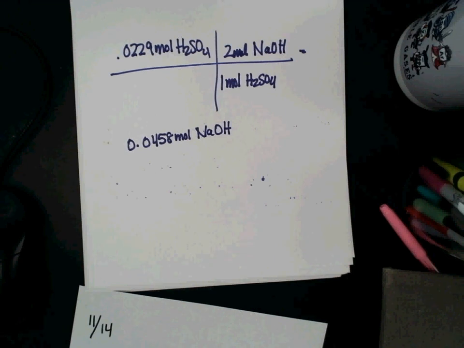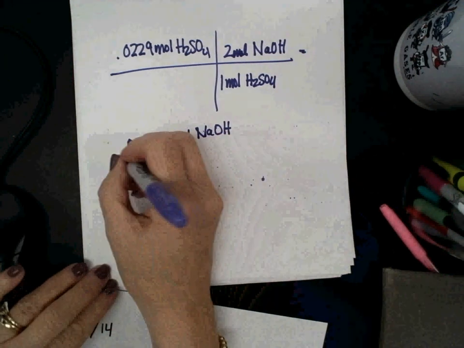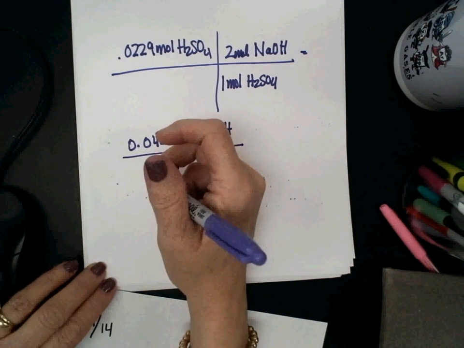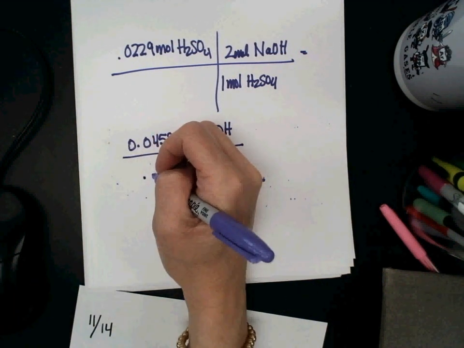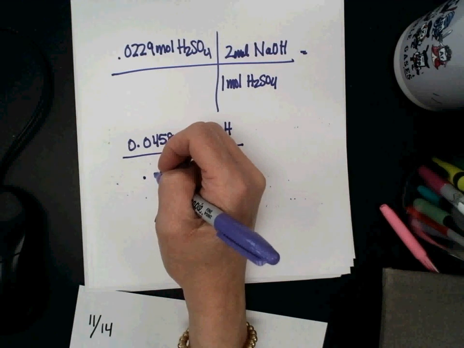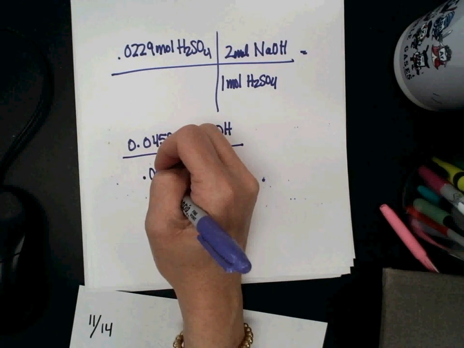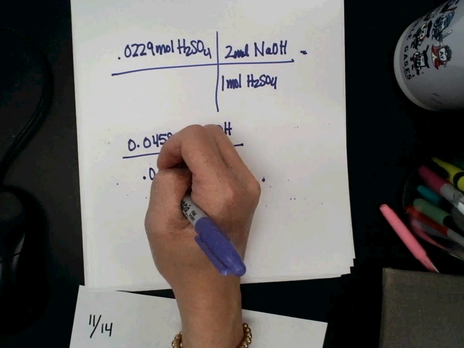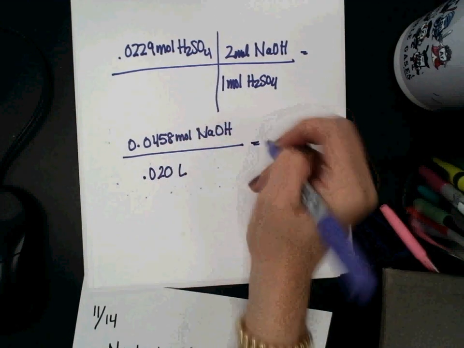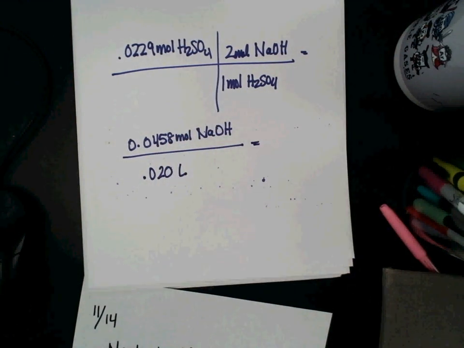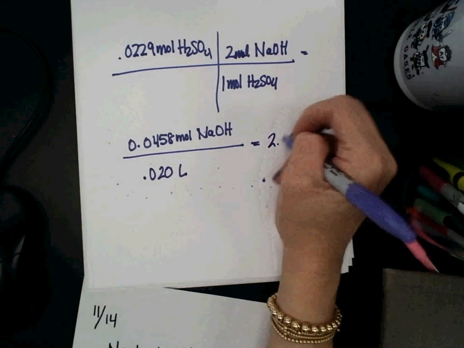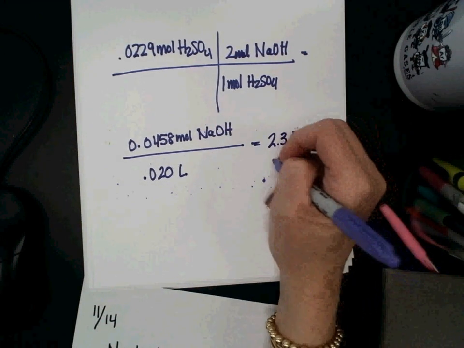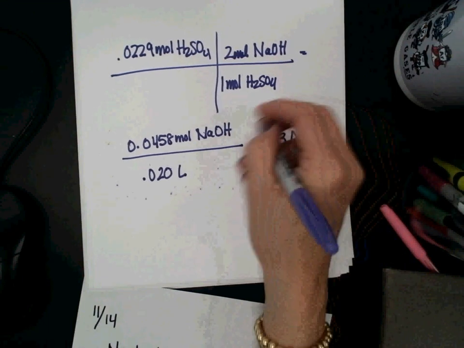Now what can I do with that? What do I have left in my problem? We can find the molarity. I can find the molarity. What do I have to divide through by? How many milliliters did I have? 20. That's how many liters? Answer me. How many liters? 0.0202. So I calculate that I have a 2.3 molar solution of sodium hydroxide after working through all my steps.